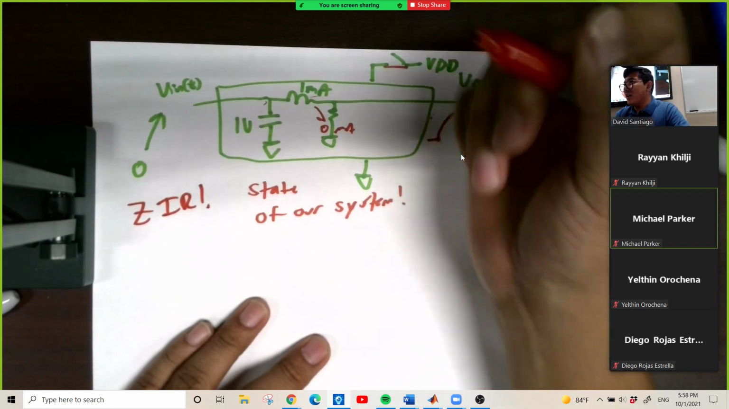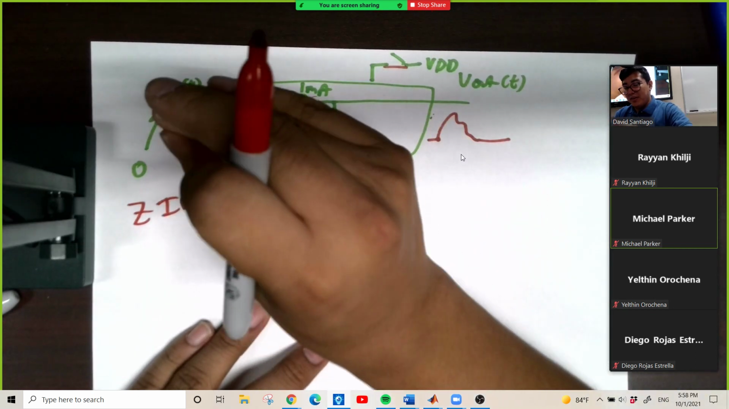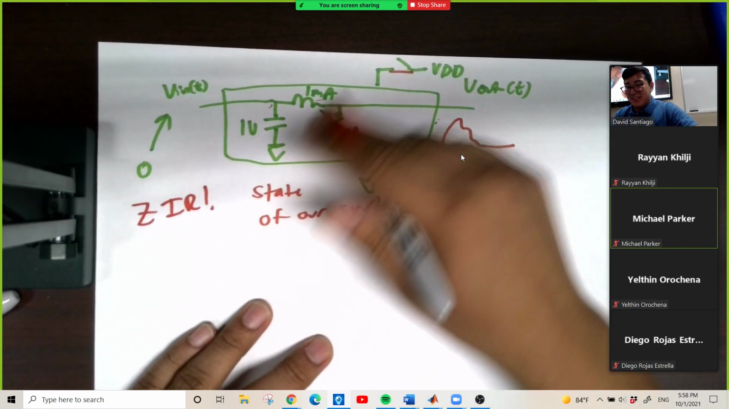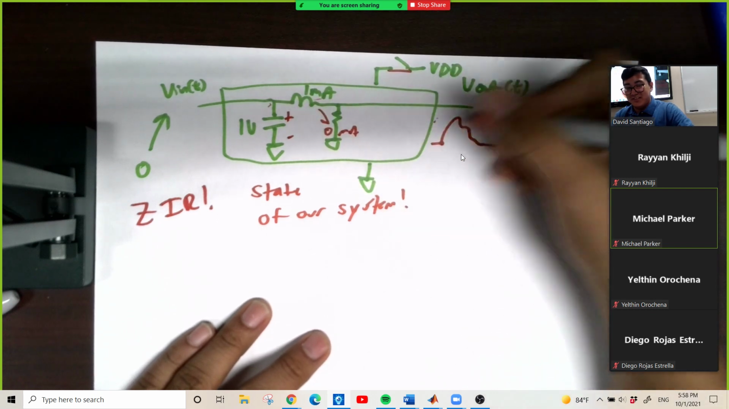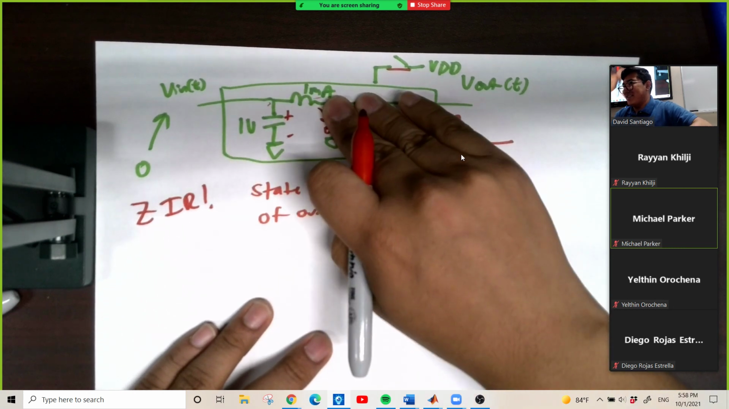Okay, zero input response. What is the response of the system with no input? There's no input to our system. We're looking at, oh, here we have some plus, we have a charge on a capacitor, we have current going through an inductor. What does our system do with memory? There's memory inside the system.